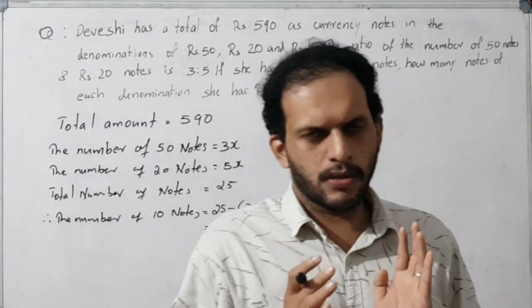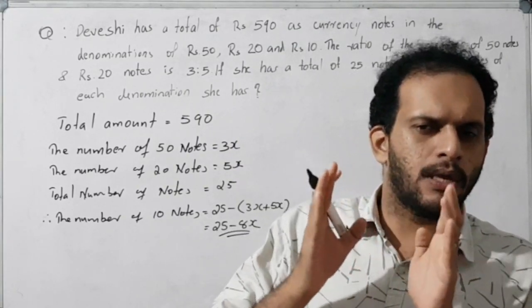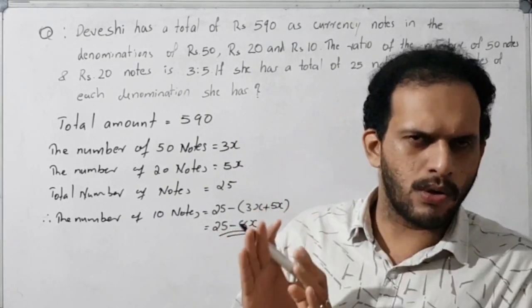The number of notes. Then I told you the question is based on the money. What is the next step? If you got the number of notes, what is the next?